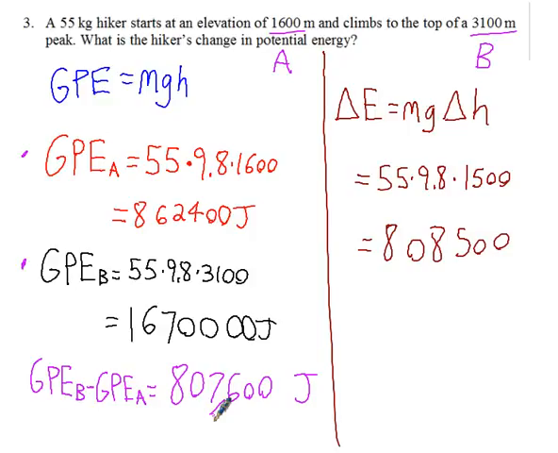You also could have done it by just looking at the change in energy is mass times 9.8 times how much his height changed, right? How much higher he got, because really where he started makes no difference. All that matters is to go from here to here, he went up 1,500 meters. So you just do mass times 9.8 times 1,500, and you get the same answer either way. Don't forget to throw units on your answer.